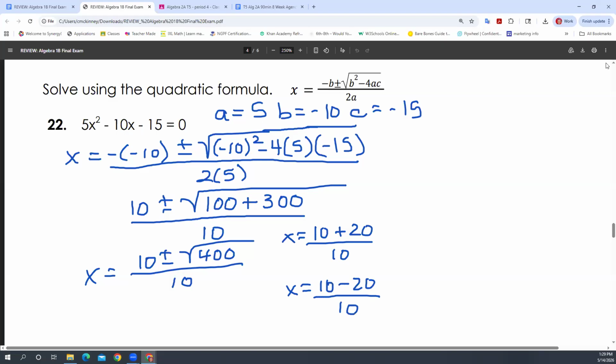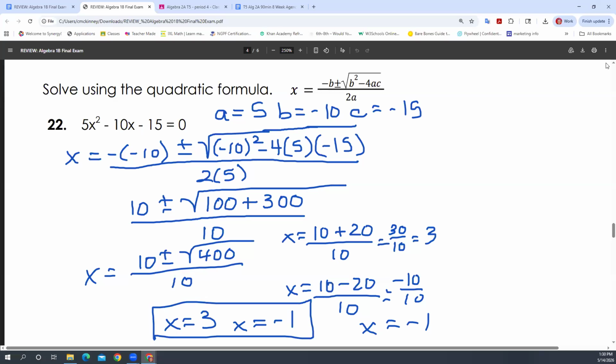10 plus 20 is 30, and 30 divided by 10 is 3. If you happen to just try to do it all in the calculator without writing the 30 over 10, be sure that you're hitting equal before you divide by 10, or the calculator thinks you only want to divide the 20 by 10, not the whole thing. And then down here, this makes -10 divided by 10. So we get x is equal to -1. So we have two solutions. So x is 3 and x is -1. You could be fancy and put those in set notation or just leave them like that. But there are two solutions.